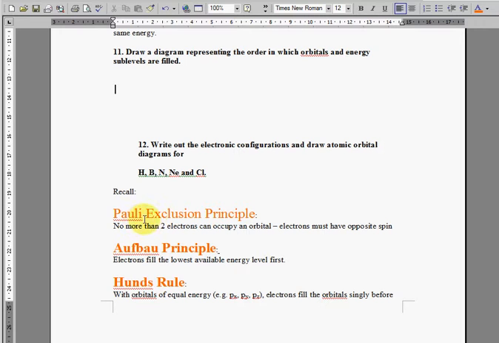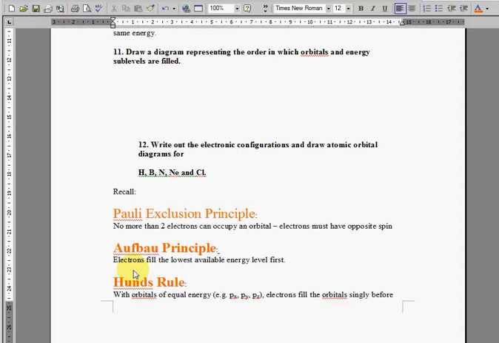So we're looking at the Pauli exclusion principle, the Aufbau principle, and Hund's rule. And you see them here, the Pauli exclusion principle. No more than two electrons can occupy an orbital. Electrons must have opposite spin, and there's a particular way to denote that. Arrow up, arrow down.